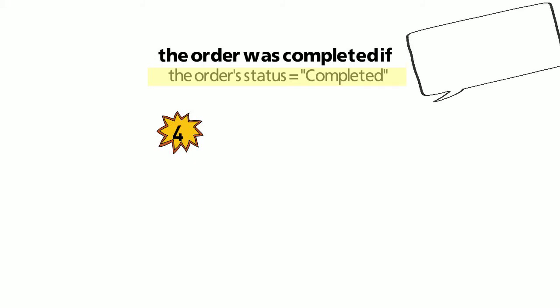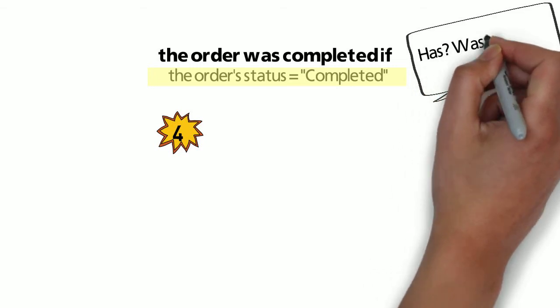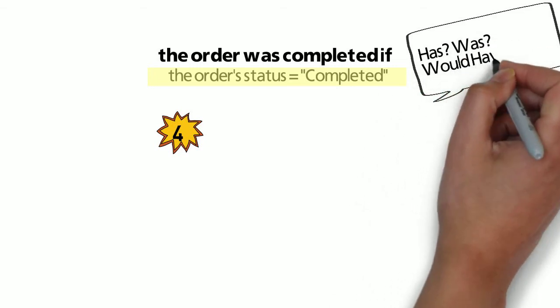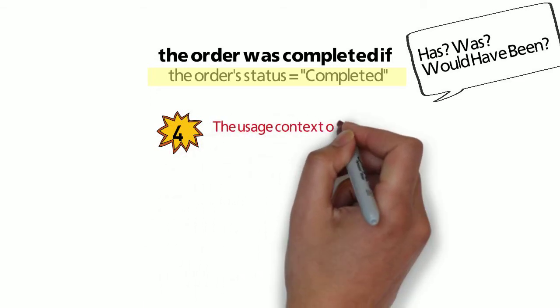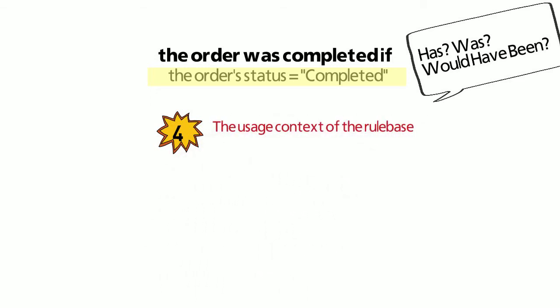The next tip is to always consider the context of your rule writing. The order was completed if the order status equals completed. First of all, one should always search for simplicity. Does this rule need to be written using the imperfect tense? Should it be written in the present tense, which is generally the accepted idea? The order is completed.